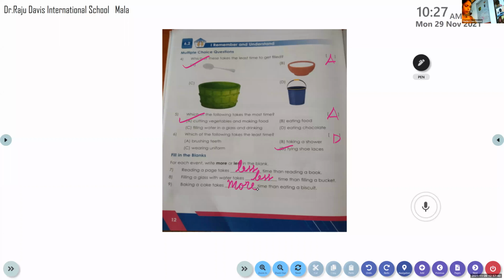Okay, good. So we will continue in the next class. That's better now. We have 3 more pages that we will continue in the next class.